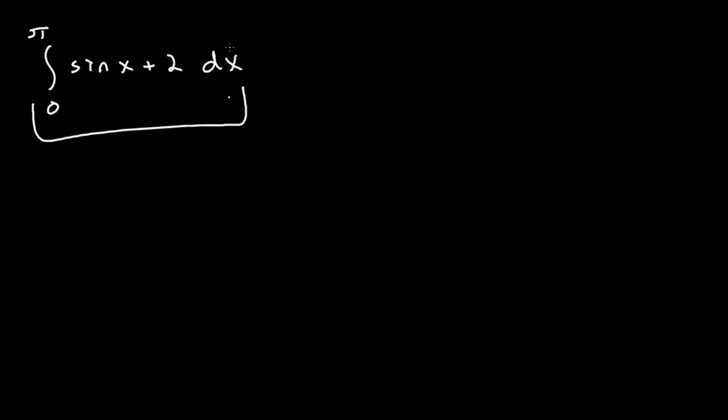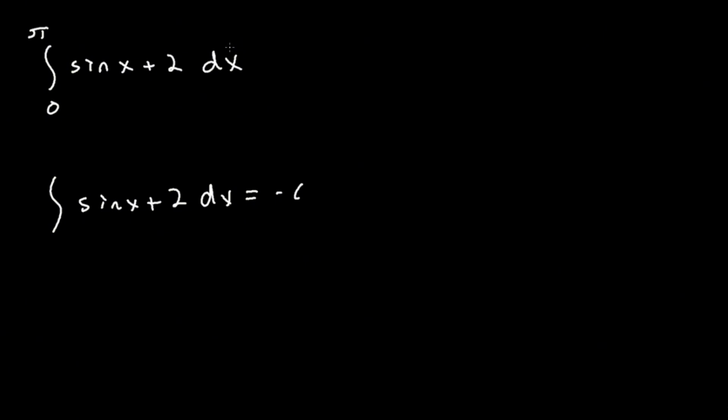Okay, so for trig functions, make sure you always plug in the 0, because for trig functions, a 0 can equal 1 or 0.72 something. Okay, so make sure you plug in the 0 if you see a trig function in your integrand. But let's find the indefinite integral of this first. The integral of sine of x plus 2 is equal to negative cosine of x plus 2x. And this is equal to your antiderivative.